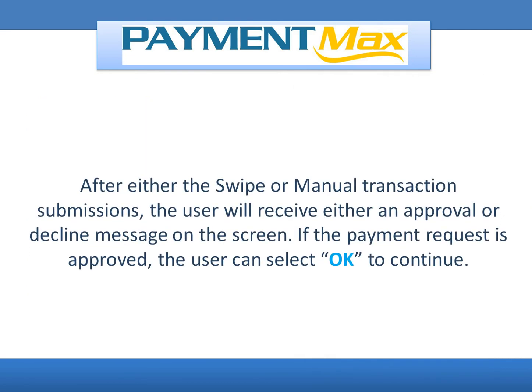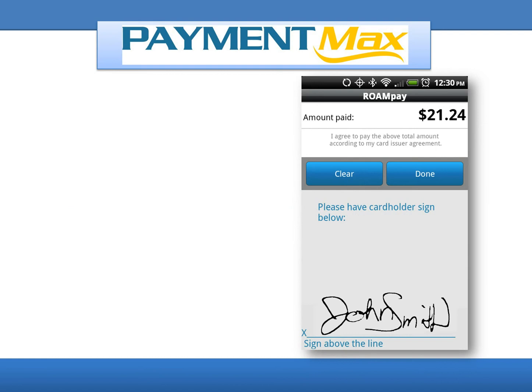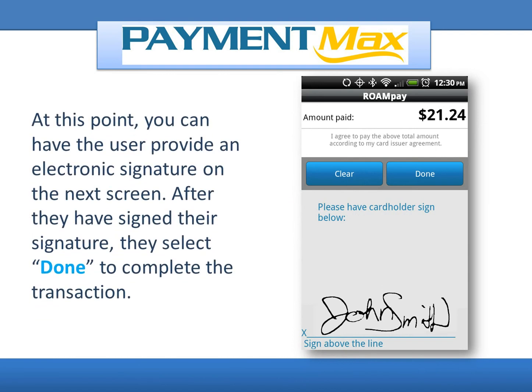After either the swipe or manual transaction submissions, the user will receive either an approval or decline message on the screen. If the payment request is approved, the user can select OK to continue. At this point, you can have the user provide an electronic signature on the next screen. After they have signed their signature, they select Done to complete the transaction.